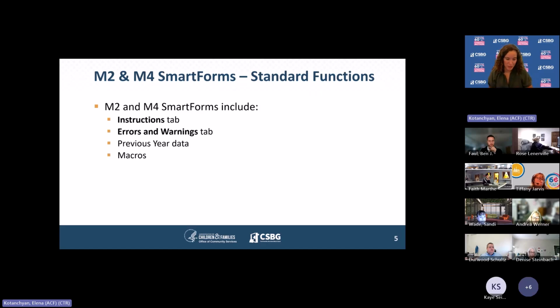So what are macros? Macros are essentially the coding behind the Excel sheet that allows the smart form to be a smart form, right? It's not just an Excel sheet. It has many validations built in, and they are built in the form of macros. So that's why it's very important to make sure that macros are activated, so the smart form is functioning correctly. You have all the validations popping up to aid your completion of the smart form and data entry.